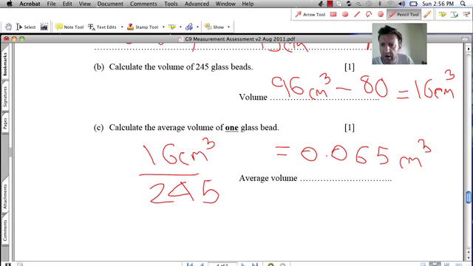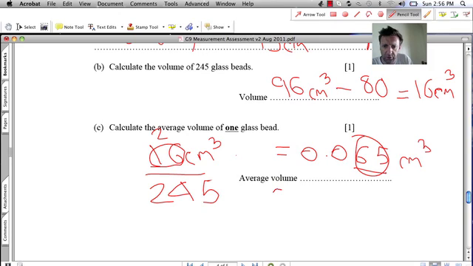cm cubed. There may be a whole load of other numbers, which we're going to round to 2 sig figs, right? Like 1, 2. Because this has 2, right? 2 sig figs. Our answer will have 2 sig figs. 0.065. Or you could even round up a little bit more. Done.